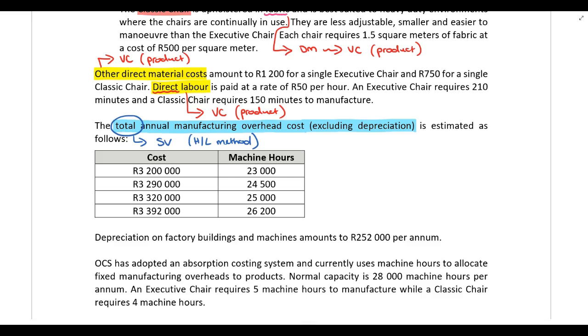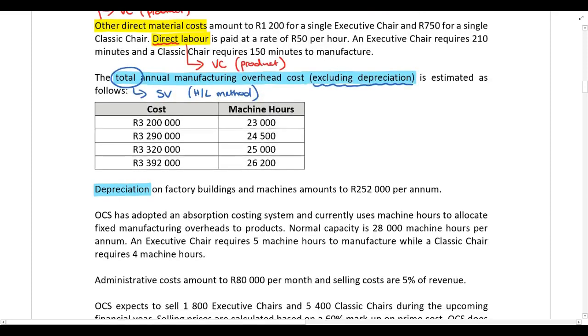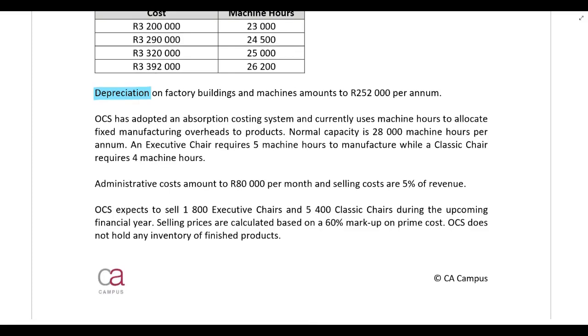All right, then just below we are given information relating to depreciation on factory buildings and machines, which amounts to 252,000 Rand per annum. Now that's important because we know the manufacturing overhead cost above excludes depreciation. So you've been given the depreciation separately. OCS has adopted an absorption costing system. So remember, if they are using absorption costing, that means that they include both variable and fixed manufacturing costs in the value of inventory.